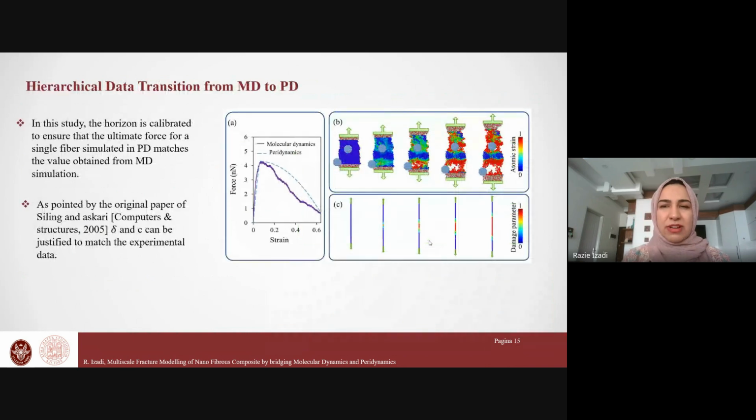And to ensure that a correct transition from MD to PD is obtained, we simulated a single nanofiber in peridynamics and tried to match the ultimate force for a single fiber in PD with that one in MD. To this end, we calibrated the value of the horizon. So with calibrating the value of horizon, we ensure that the ultimate force in these two descriptions are the same. This is actually a good part related to this study, because in analogous studies, either no convergence between the ultimate forces is achieved, or the main parameters that are obtained from MD are artificially changed to seek this convergence.